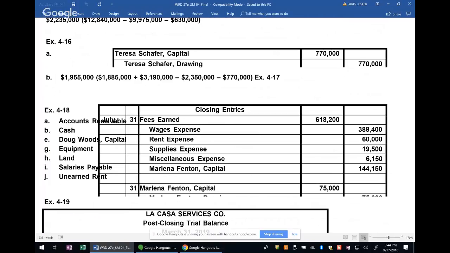So Margot's gonna have to credit capital. If it's a net income, you credit capital 144, 150. It sure looked like they said it was a loss, but it's not. All right, and then close out your drawing.